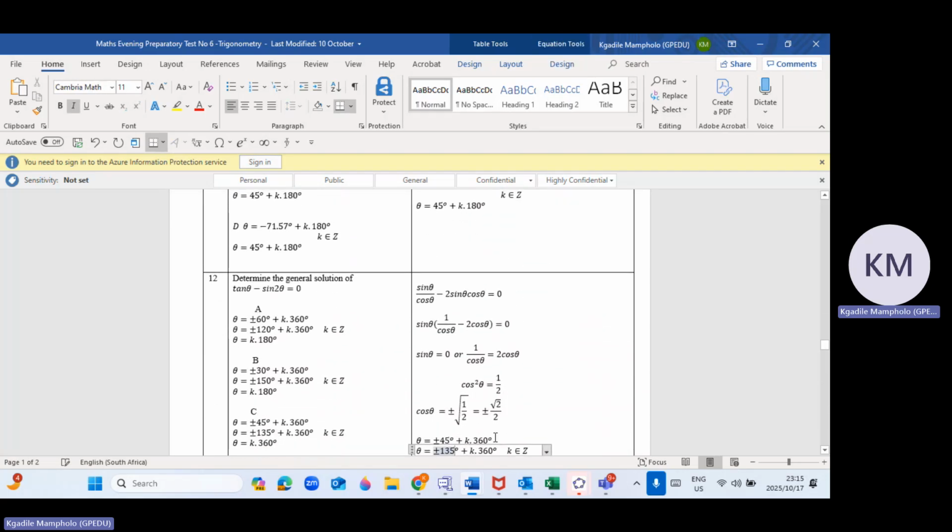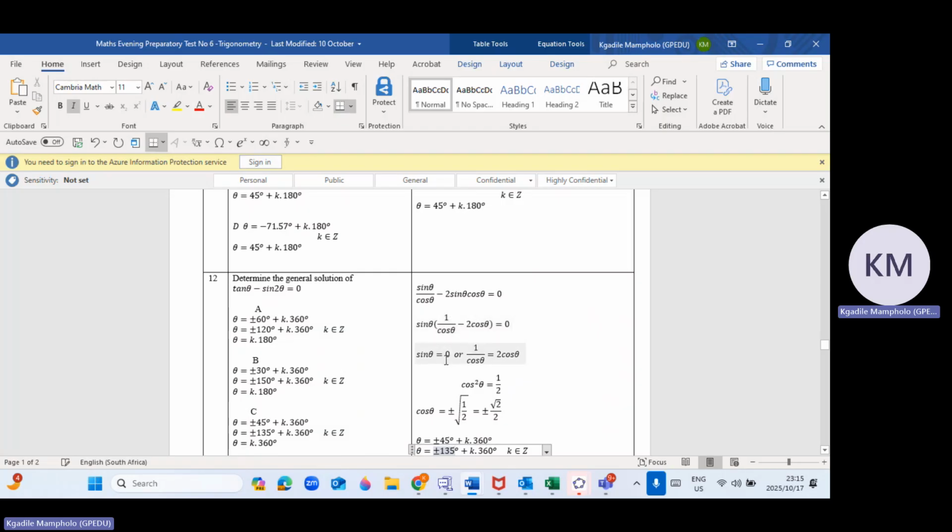Determine the general solution of tan theta minus sine 2 theta. Remember, whether it's identity or what, and you have sine and cos, tan, make it a quotient identity. We know that tan is sine over cos. And then this is a double angle, it's 2 sine theta cos theta. Take sine as a common factor. You will remain with 1 over cos theta minus 2 cos theta.